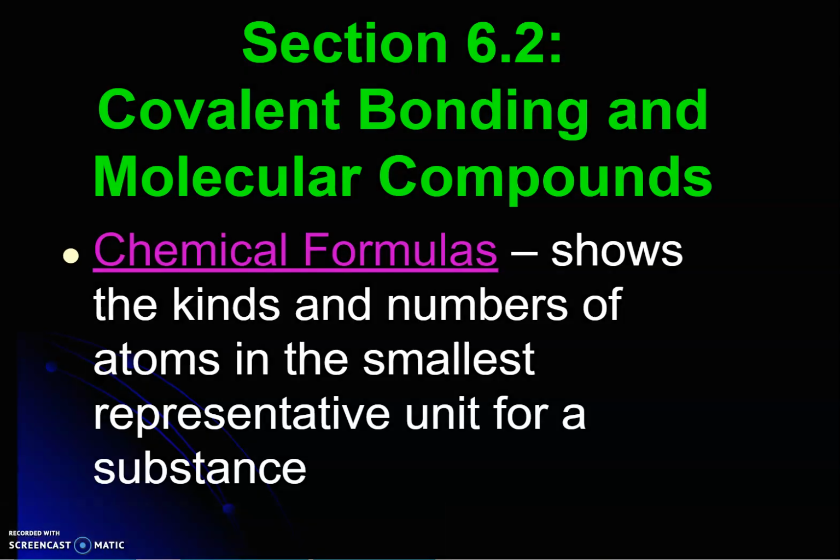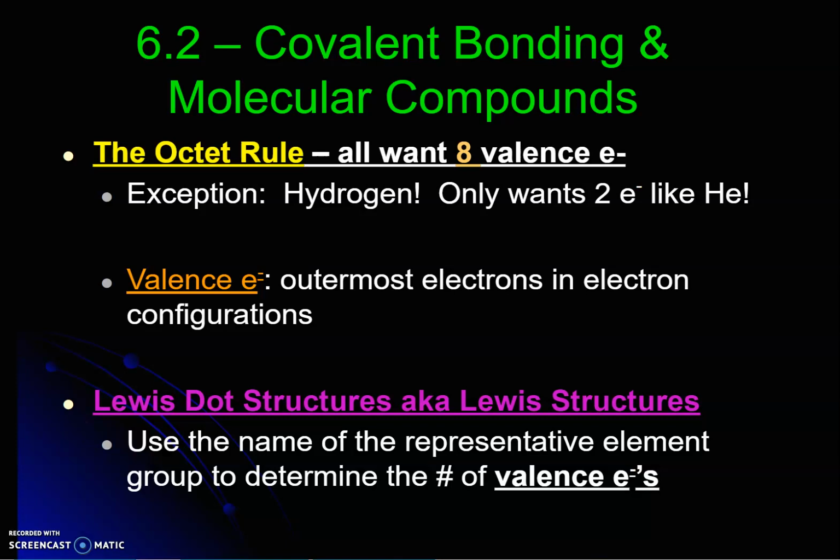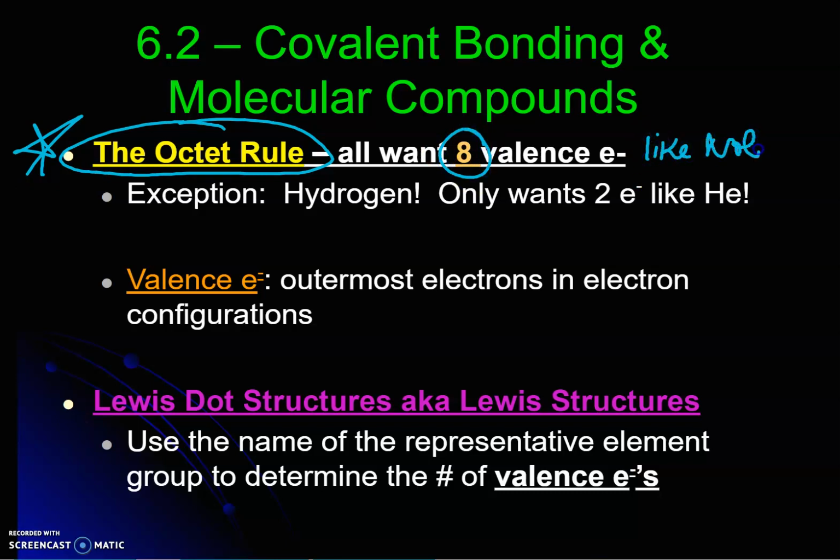All right, class, what we're going to do is talk about how we get our chemical formulas for all of our compounds. Remember what we went over in the beginning of the year? A formula shows you the kinds and numbers of atoms that represent that smallest unit of a molecule or a formula unit compound. But basically, for our covalent compounds, everybody wants to be a noble gas. So they all obey something called the octet rule. Everybody wants 8 valence electrons, like the noble gases.